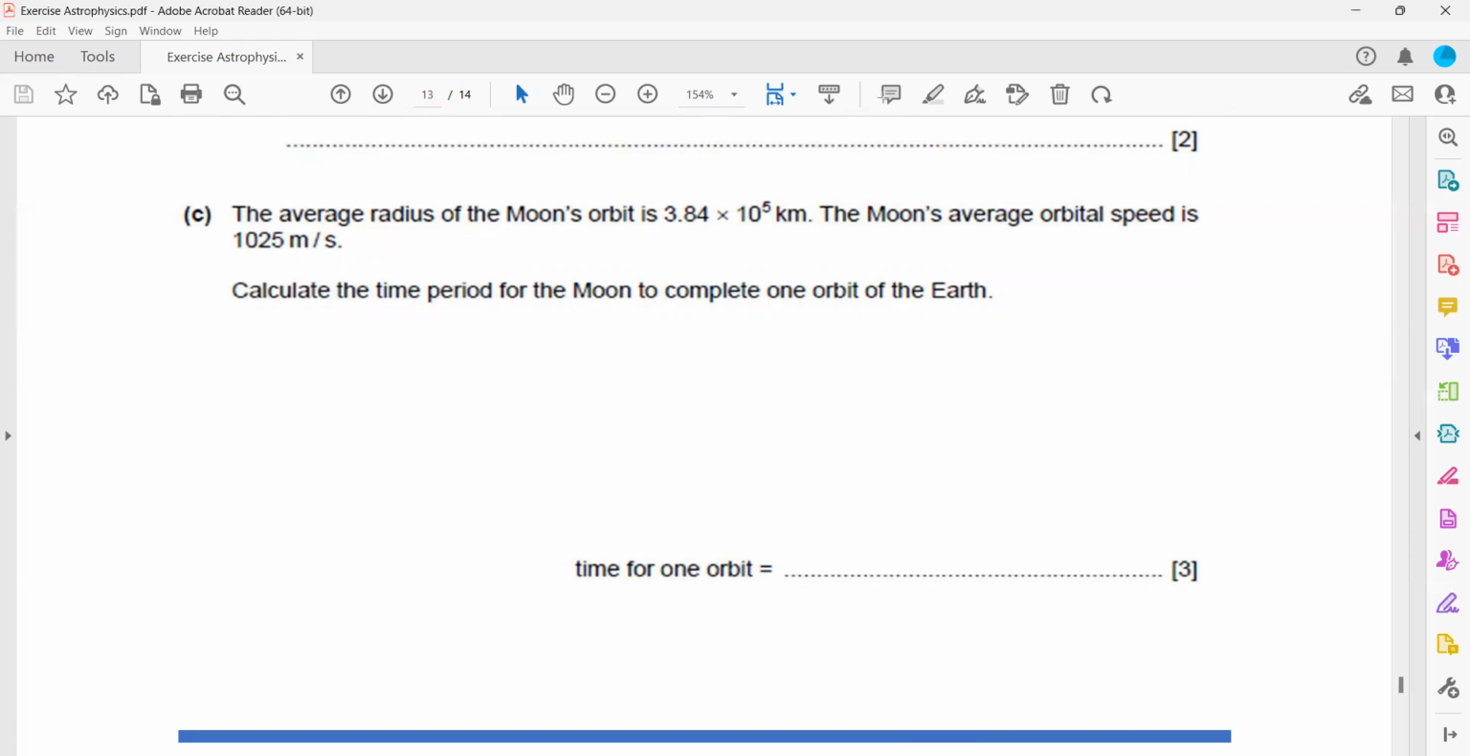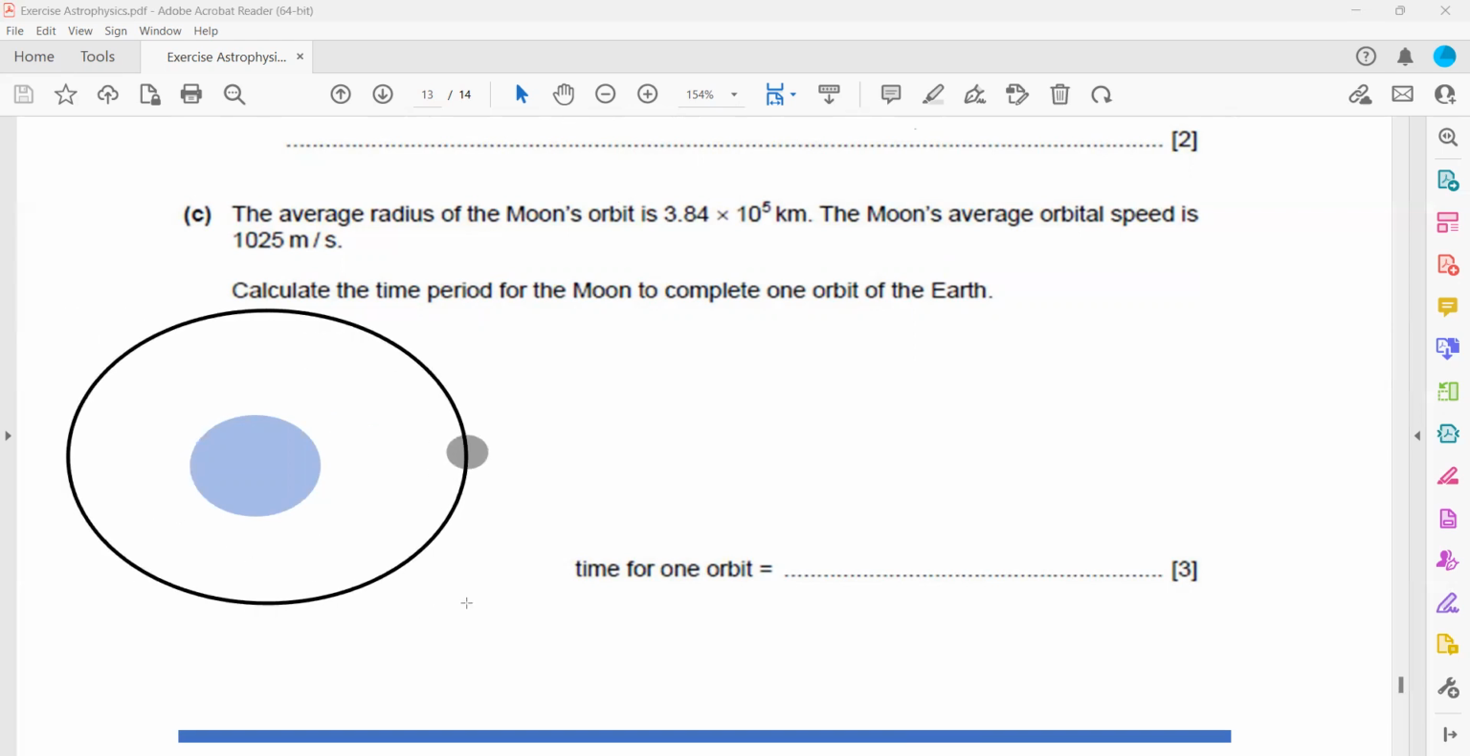Say this is representing our Earth, and this one is the moon. This distance is given as 3.84 into 10 power 5 kilometer. But the speed is in meter per second, so we have to convert kilometer into meter, and that is actually the radius of its orbit. To convert kilometer into meter, we multiply by 1000. So this will be 3.84 into 10 power 8 meter. This is in meters.